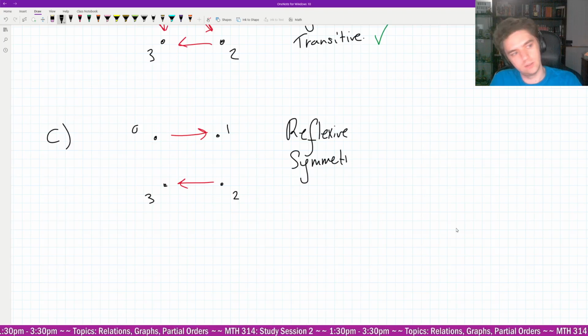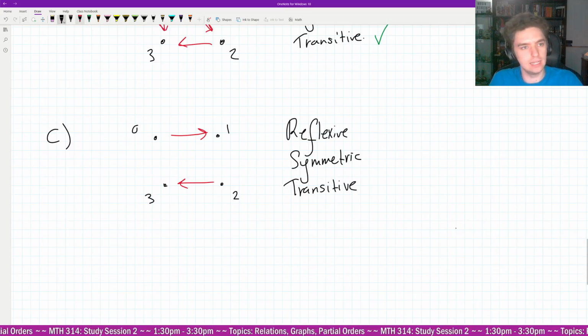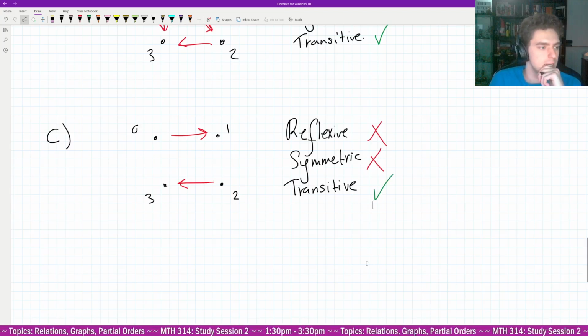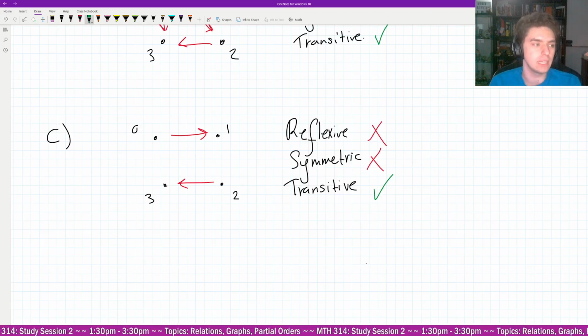Symmetric. Yeah, that sounds right. Anyone agree? Yeah. Right? So it is transitive. It is actually transitive. So it's not reflexive. Okay? It's not symmetric, but it is actually transitive. Right? So pretty much it's transitive by default. Like every relation is transitive by default until you can show something that makes it not transitive.